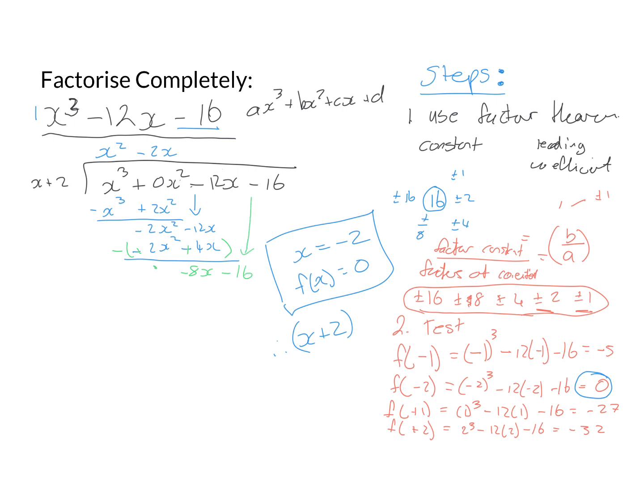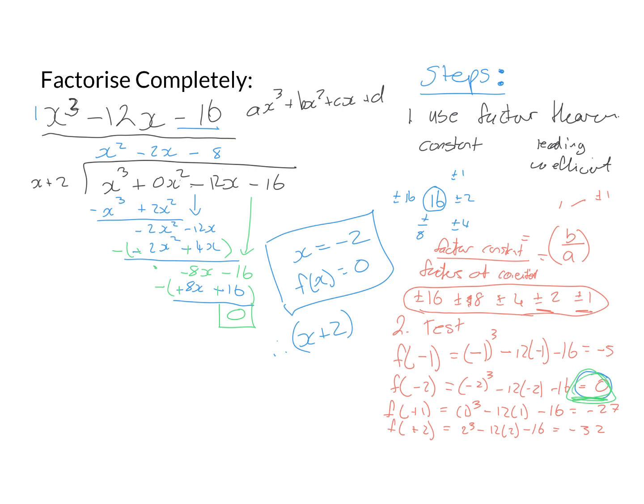Let's go back to blue. Negative 8x divided by x leaves me with negative 8. When I multiply, I get negative 8x, and I get negative 16. When I subtract, remember to change your signs. So I get 0, and there we have again confirmation of that remainder.